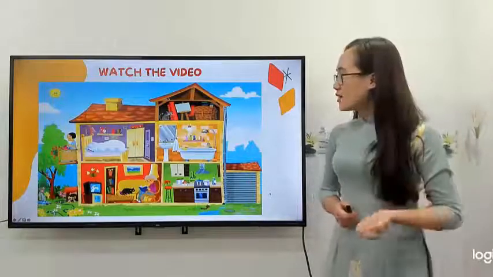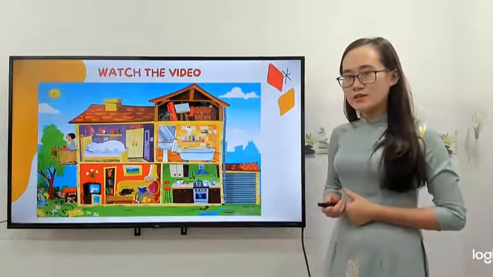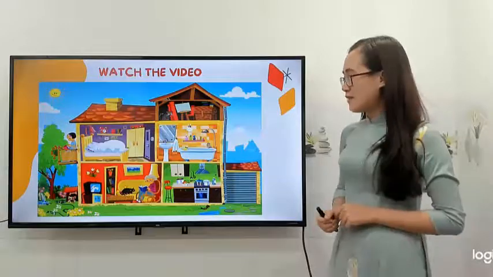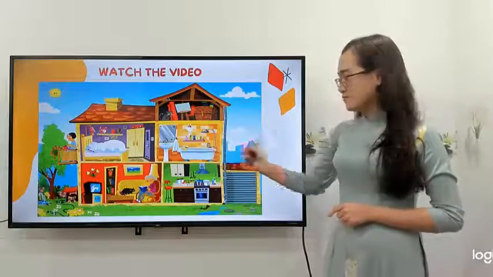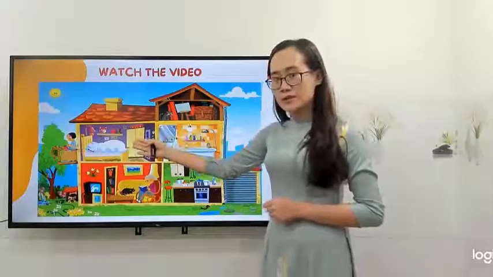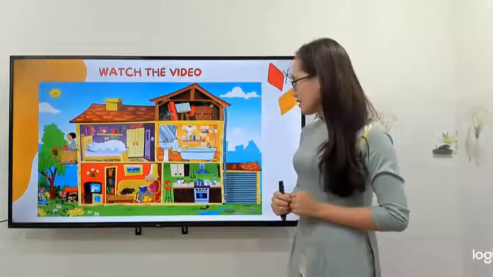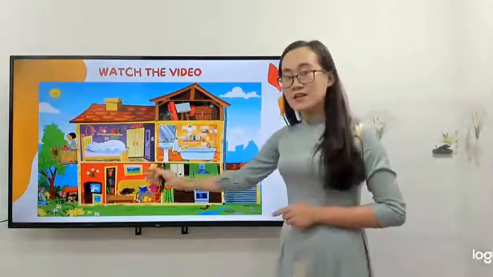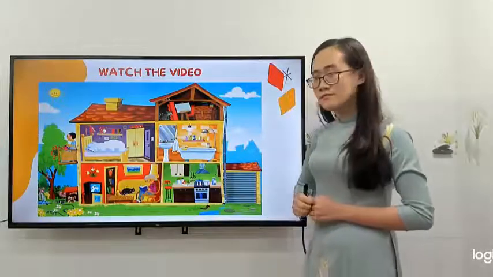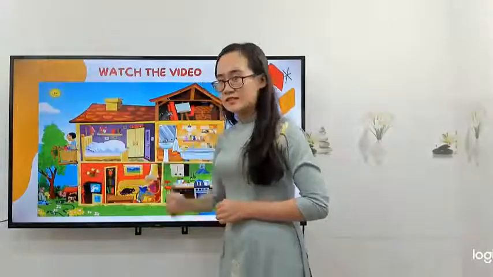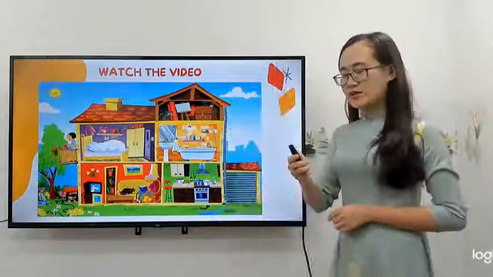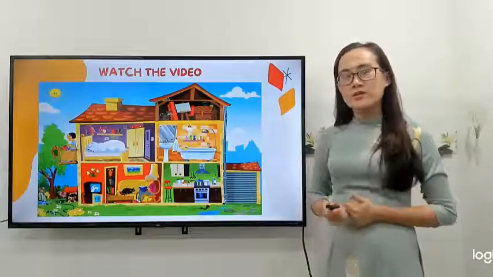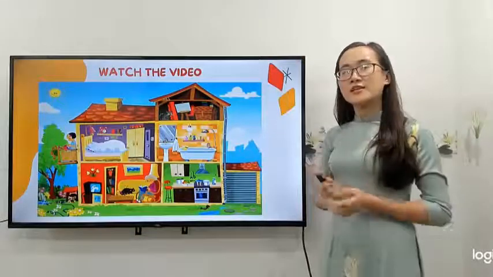So you have just watched a video about the parts of the house. Look at this one. Do you remember? What are they? I will name some of them. This is the bathroom. This is the bedroom. This is the kitchen. This is the living room. This is the garden. And so on. There are more parts of the house. Today I will introduce you to some new parts of the house that you may know.